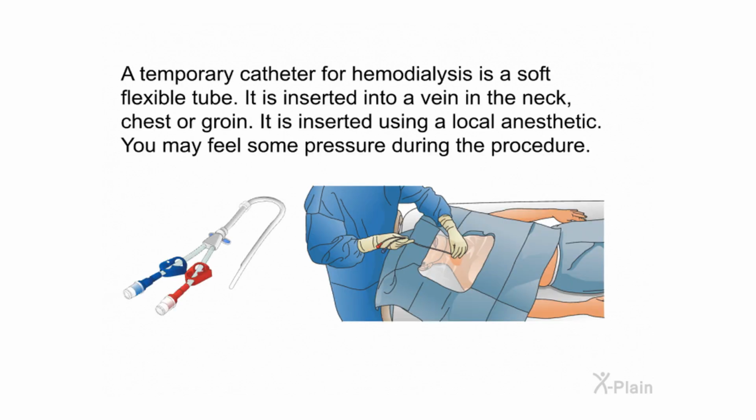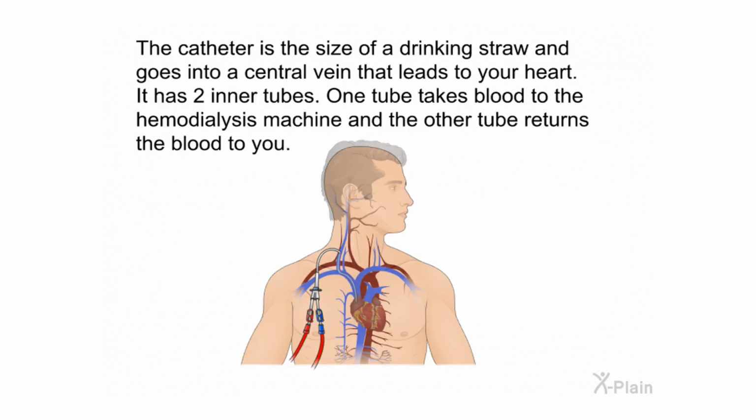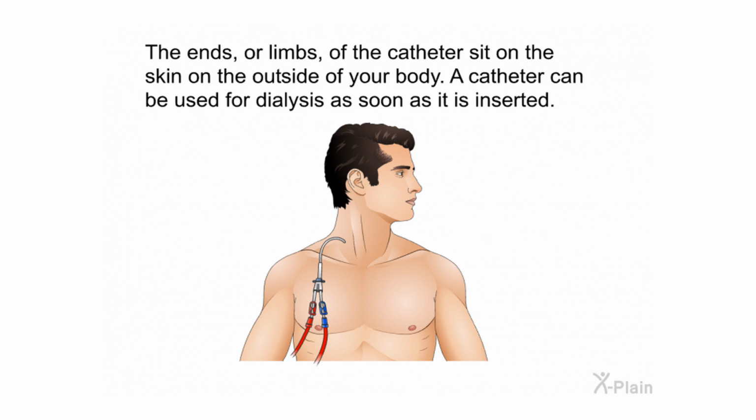The catheter. A temporary catheter for hemodialysis is a soft, flexible tube. It is inserted into a vein in the neck, chest, or groin. It is inserted using a local anesthetic. You may feel some pressure during the procedure. The catheter is the size of a drinking straw and goes into a central vein that leads to your heart. It has two inner tubes. One tube takes blood to the hemodialysis machine, and the other tube returns the blood to you. The ends or limbs of the catheter sit on the skin on the outside of your body.